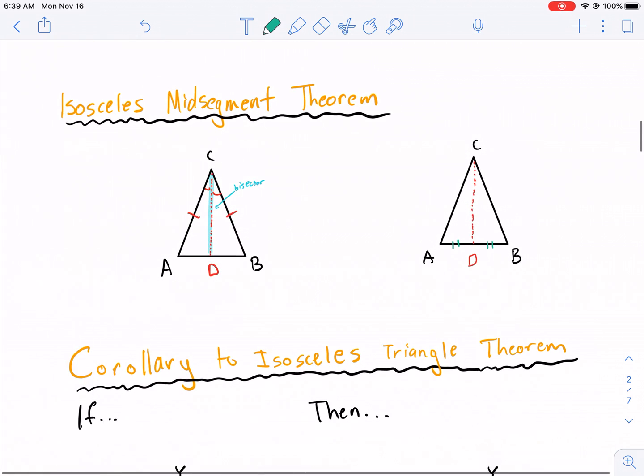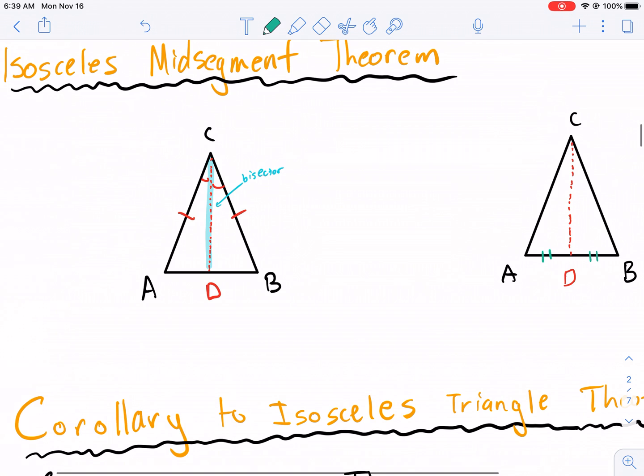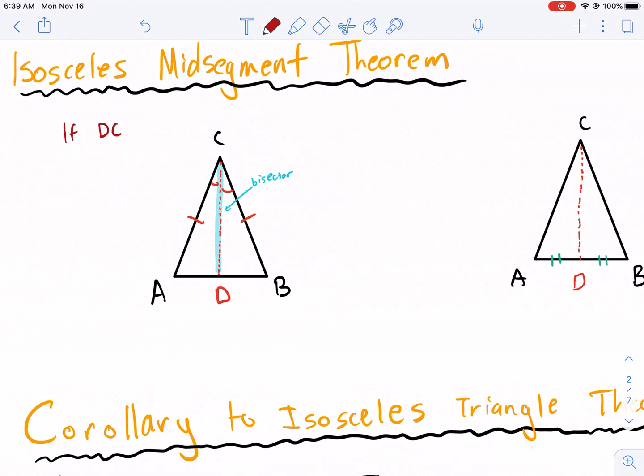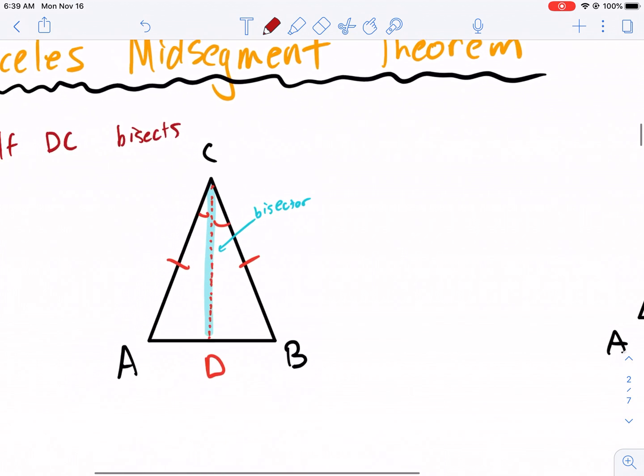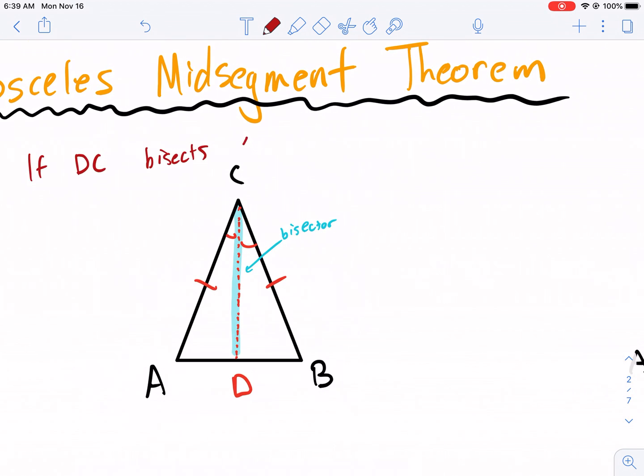So now we know, oh, where's the if and then? Oh my goodness, no if and then. So if we know that DC bisects. Now, this is not only a midsegment bisector, but it's also an angle bisector. So we'll say angle ACB. And we need another condition. AC is congruent to BC. Now, it's already in the diagram. If you don't want to write this, you don't have to.